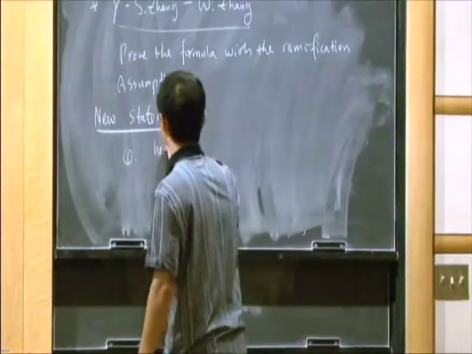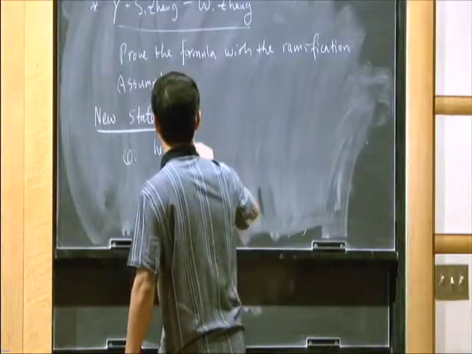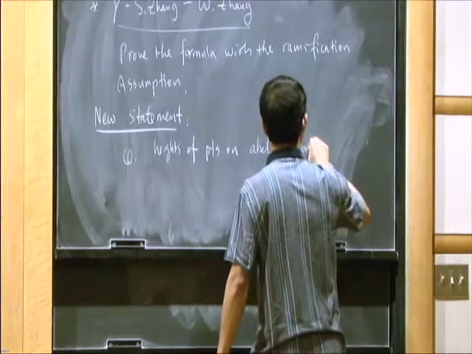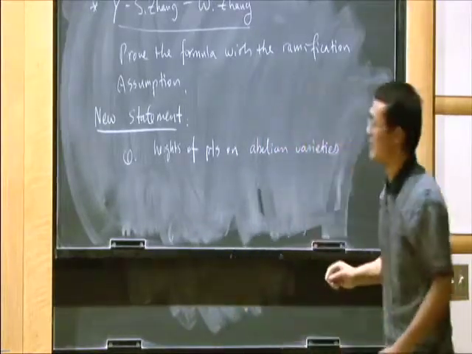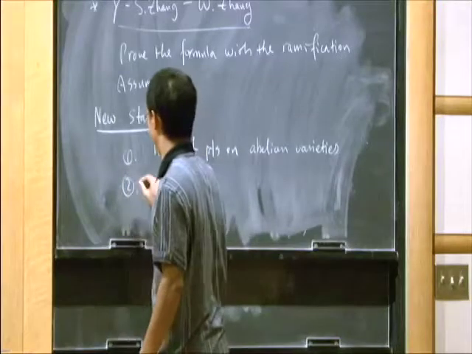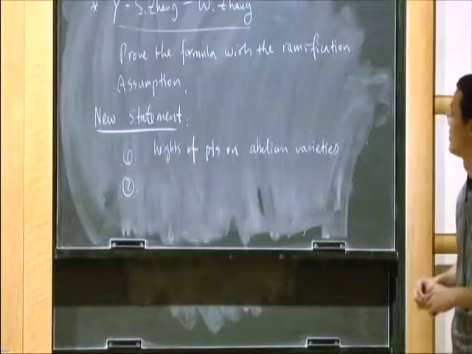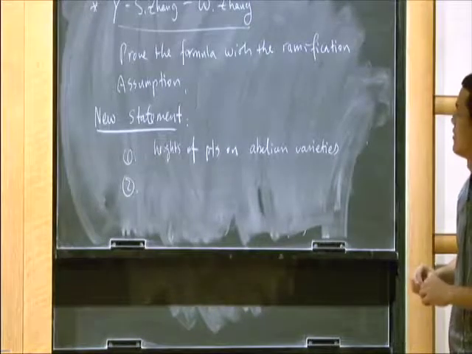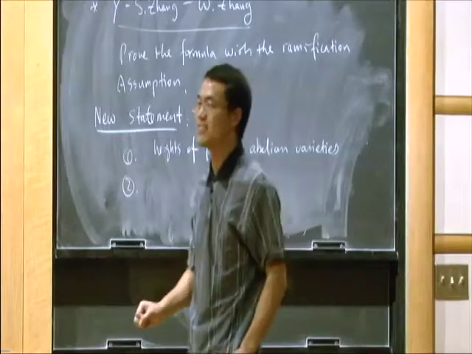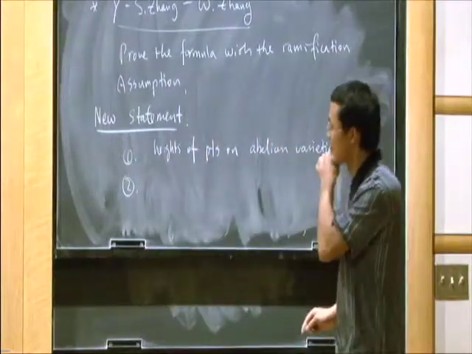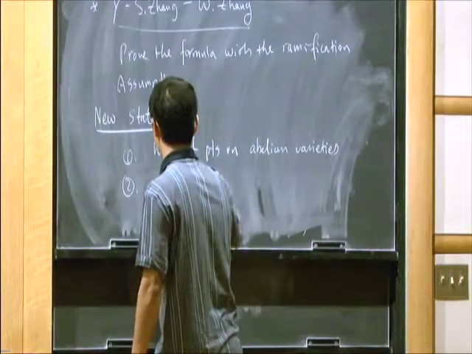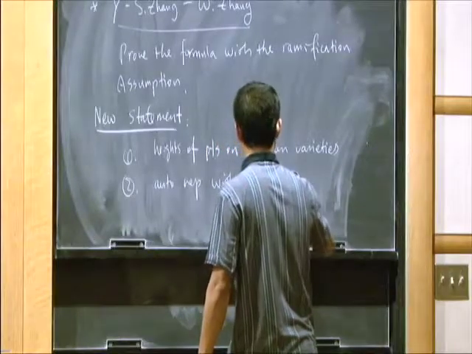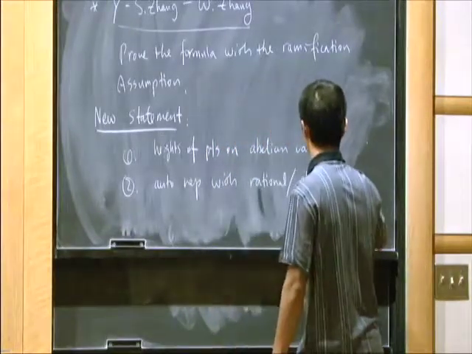First, we compute heights of points on abelian varieties, of course modular abelian varieties. Is it still related to the Jacobian of weight 2 forms? Still weight 2. And the second is automorphic representations with rational, or maybe say algebraic, coefficients.